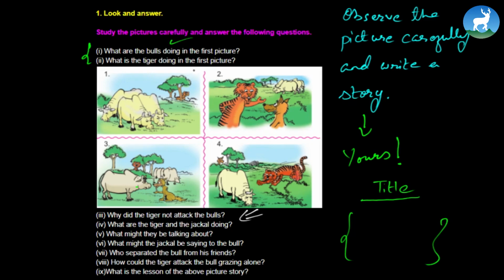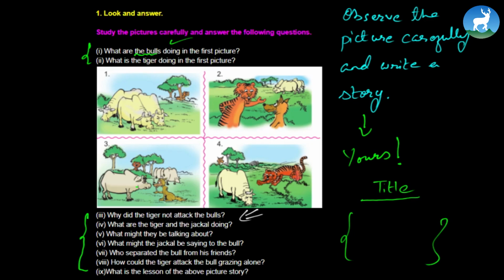The bulls are grazing in the first picture. See, like that. Remember, most of the time the answer begins right from the question. The bulls are grazing in the first picture. Or, in the first picture, the bulls are grazing. What is the tiger doing in the first picture? Here again, what is the tiger doing in the first picture? The tiger is talking to a jackal. Or, the tiger seems to be talking to the jackal in the first picture. See, like this, you can write answers to numbers 3, 4, 5, 6, 7, 8, 9, all these 9 questions.